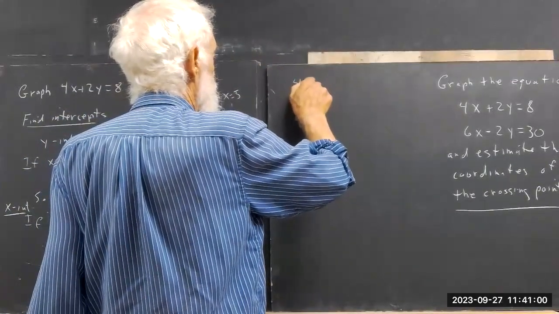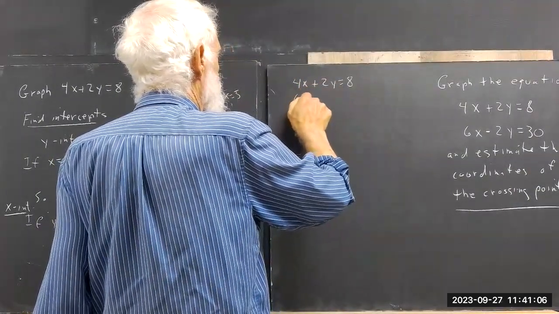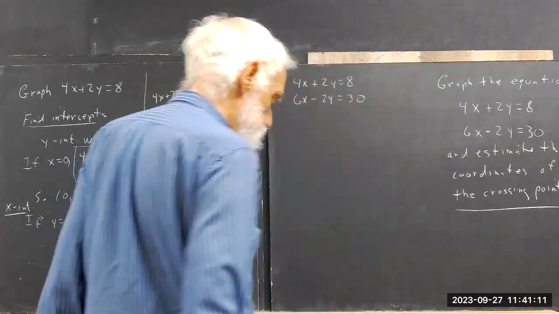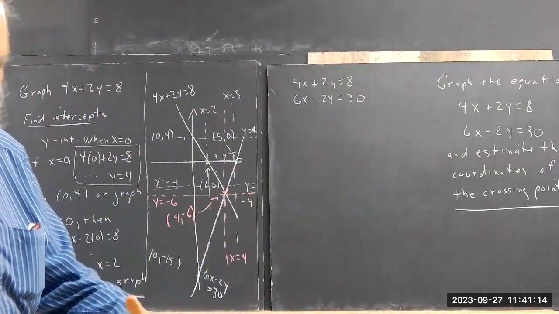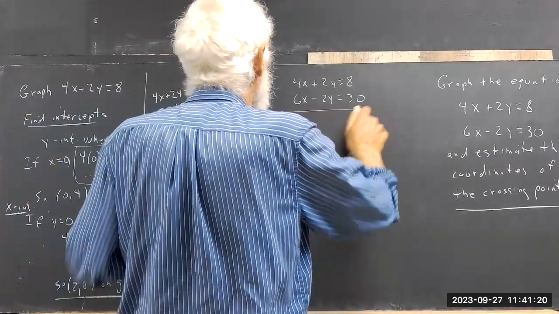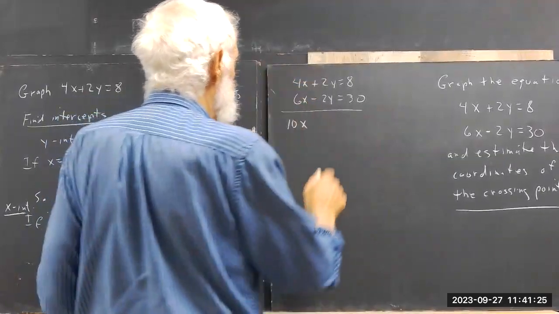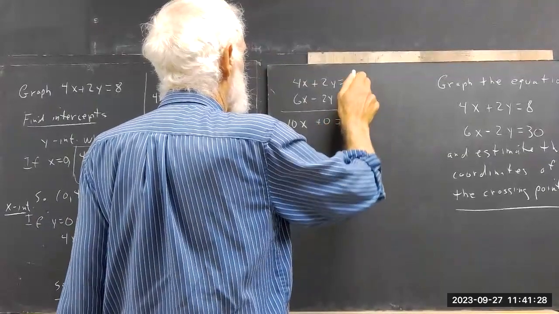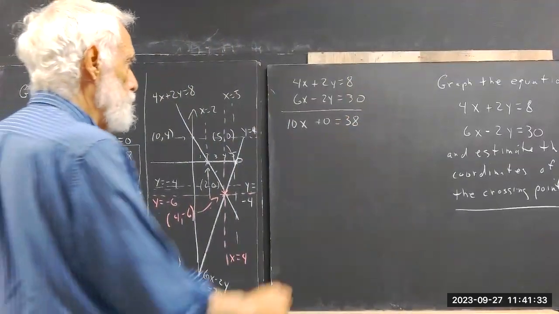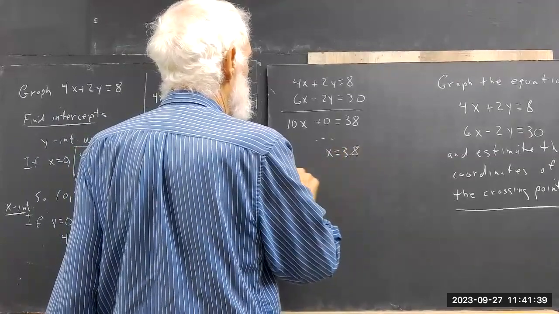We got 4x plus 2y equals 8, and 6x minus 2y equals 30. If we add the two sides of the equation, we get 10x here, 2y plus negative 2y is 0, and 8 and 30 is 38. And we easily solve this. We'll use decimals this time. x equals 3.8.